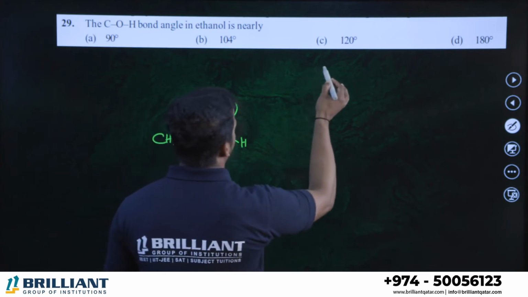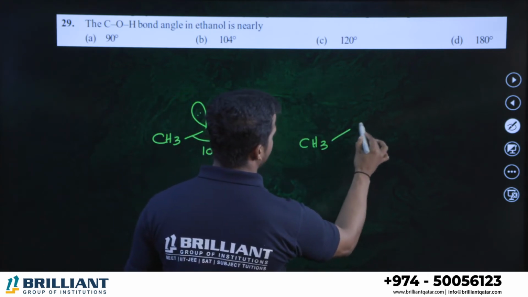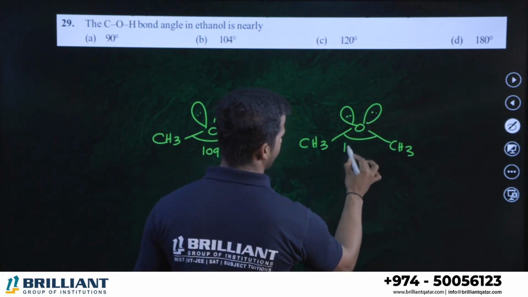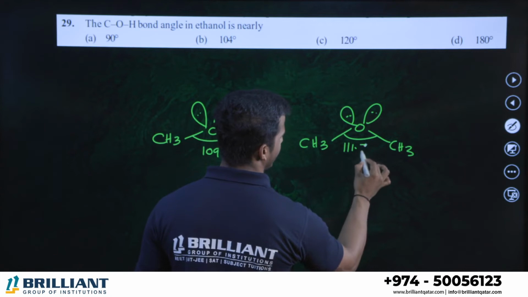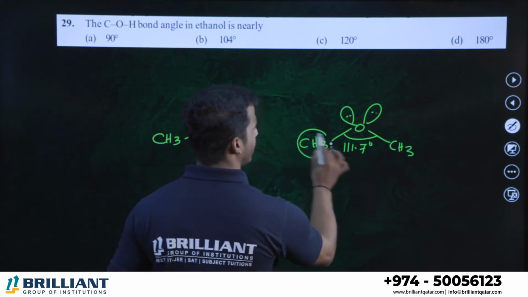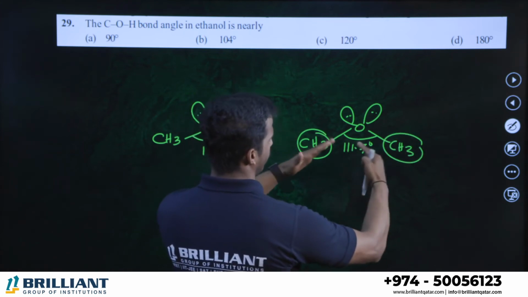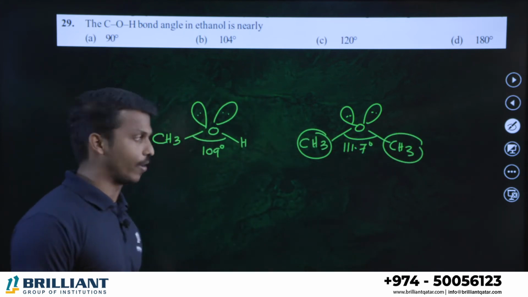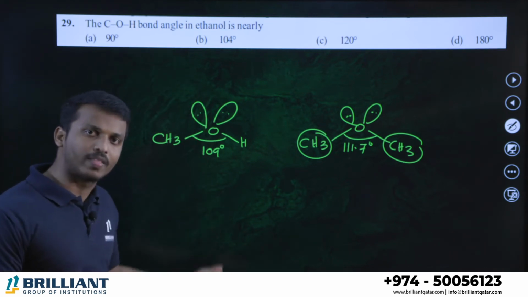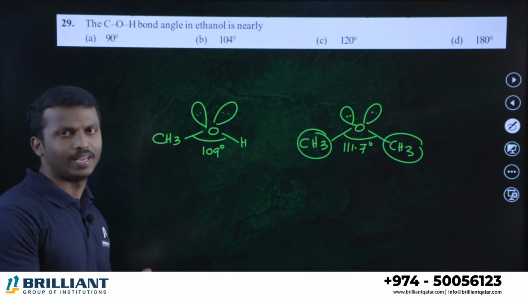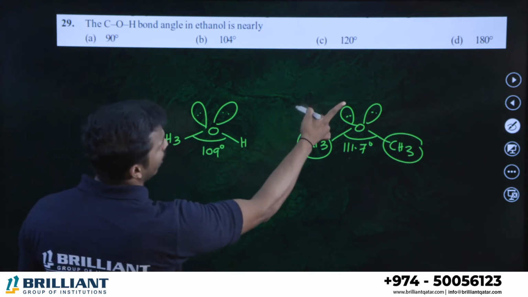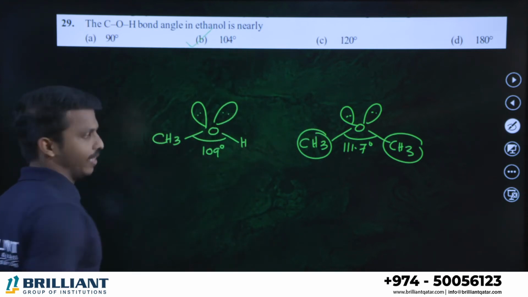Now, what about ether? Ether, for example CH3OCH3, also has two lone pairs. What is the bond angle? It is a little greater, 111.7 degrees. Why are alcohols 109 and ether greater? Because there are two bulky groups. In order to avoid the repulsion, the bond angle is greater. Alright. So in ethanol, what is the bond angle? This is about methanol. What about ethanol? Nearly 109 degrees. There is no large difference, right? Which is the bond angle nearly 109 degrees? That is 104 degrees, right?